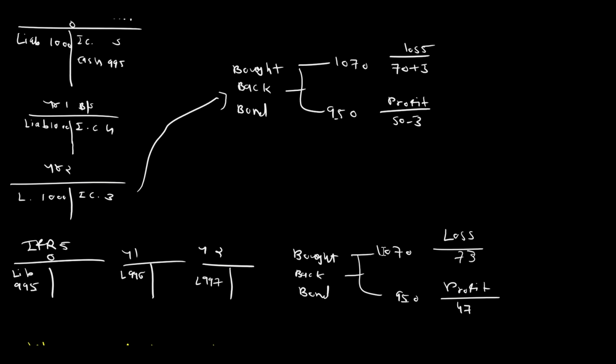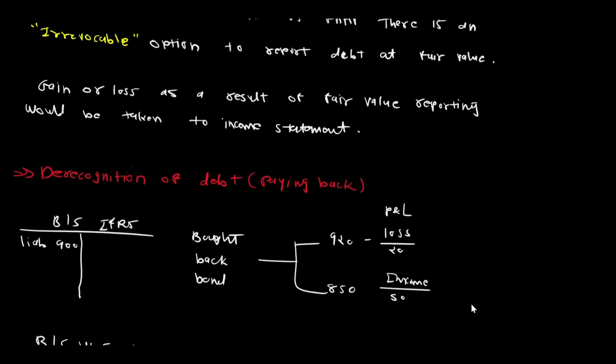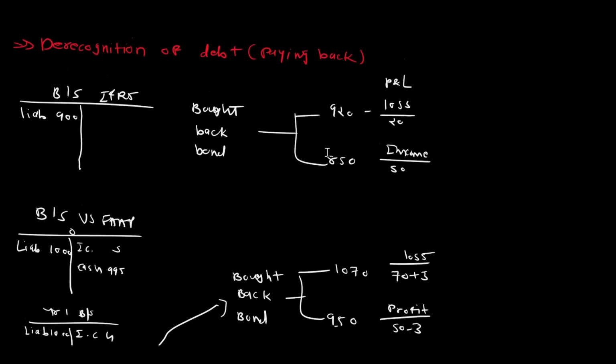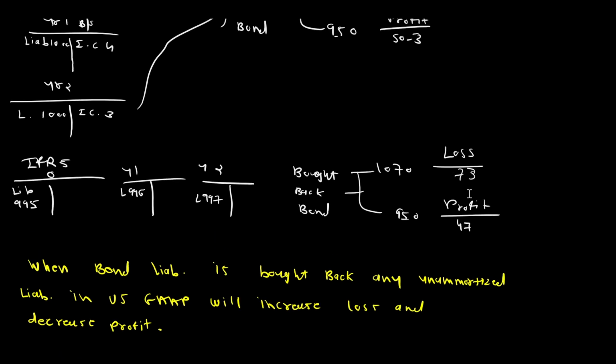At year 2, I buy back the bond at 1,070, so 1,070 minus 997, 73 will be my loss. And if I buy back at 950, 997 minus 950, 47 will be my profit. So this is the explanation of the derecognition of the debt. When a bond liability is bought back, any unamortized issuance cost under US GAAP will increase the loss and decrease the profit. As explained here, it will impact your profit or loss.